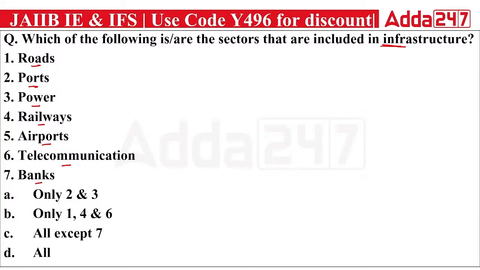The right answer for this is that all are correct, but not the banks. Banks have not been in the infrastructure definition here. So all except seven will be the answer. It means roads, ports, power, railway, airport, telecommunication: to develop them, we collect funds from the industry, but not for the development of banks. So bank is not a part of infrastructure.